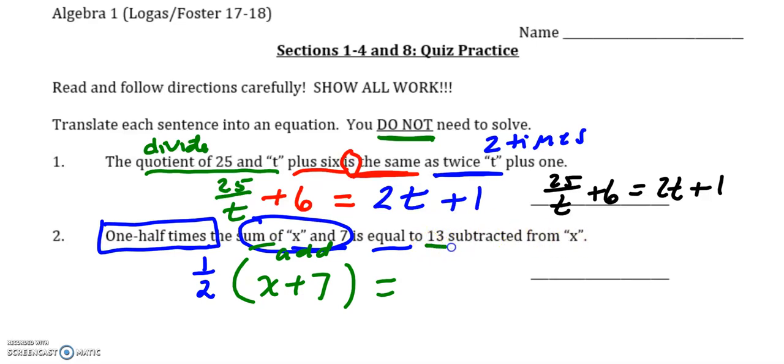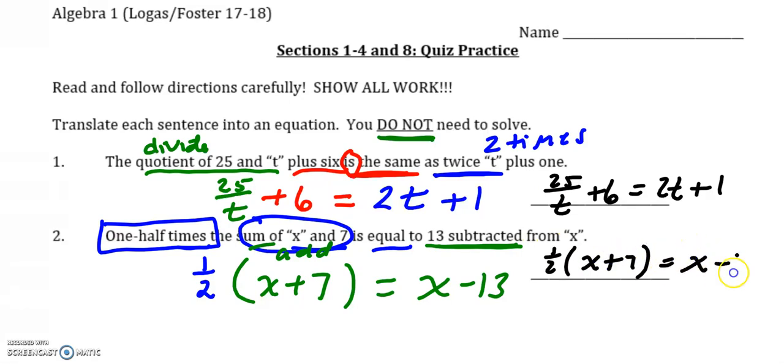So that means that 13 is subtracted after x exists, so x comes first, and I'm subtracting 13 from it. So my answer, again, just on the line, would be 1/2 times the entire sum of x plus 7 is equal to x minus 13.